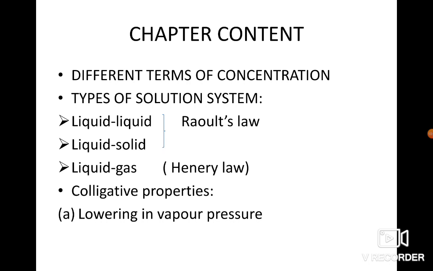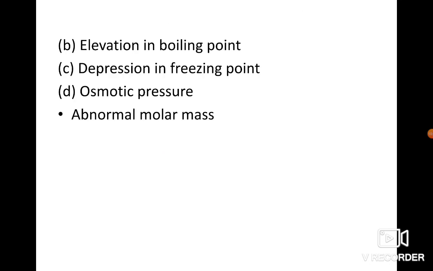There are 4 colligative properties, students, which we are going to discuss in this chapter. One is lowering of vapor pressure, another is elevation in boiling point, how the boiling point will be elevated, then depression in freezing point, and osmotic pressure. The last topic is abnormal molar mass. So these are the contents which we are going to discuss in this chapter, and hopefully we will enjoy it, because this chapter is related to daily life.